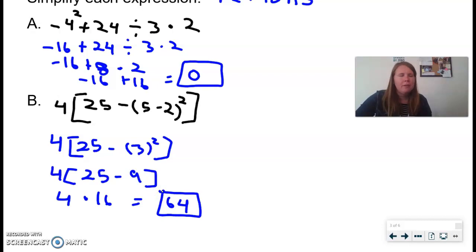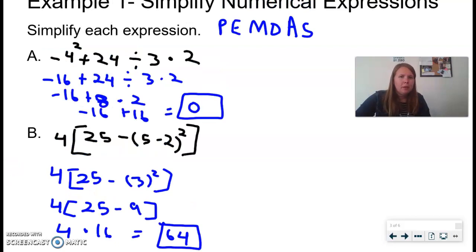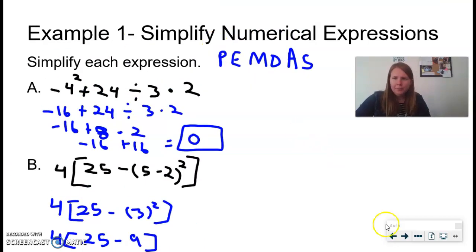So hopefully you got those correct. If you didn't, totally fine. It takes a lot of practice to continue working on the order of operations. But if you got them all right, give yourself a little pat on the back or a little clap. Congratulate yourself.